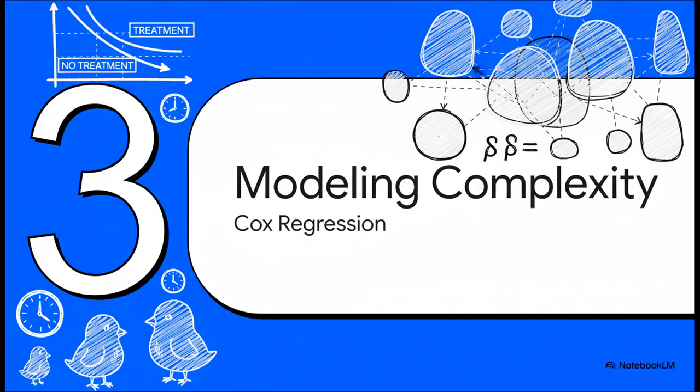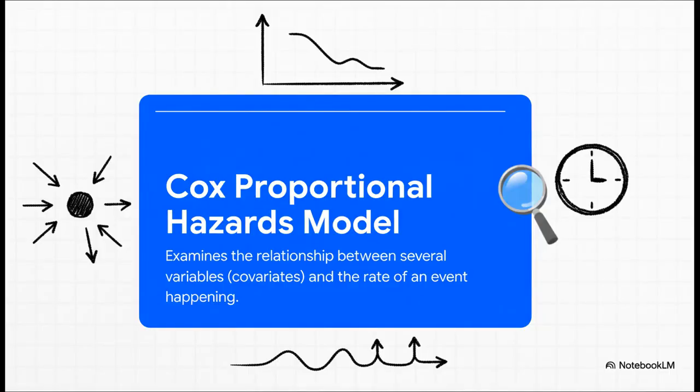Now, these Kaplan-Meier curves are fantastic for comparing one thing, like treatment versus no treatment. But you know, real life is always more complicated. What if a chick's size or its age also made a difference? To juggle multiple factors all at once, we need a bigger, more powerful tool. And that tool is the Cox Proportional Hazards Model, or as most people call it, Cox Regression. Just think of this as the heavy-duty workhorse of survival analysis.